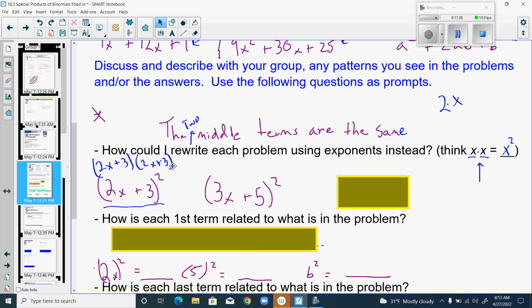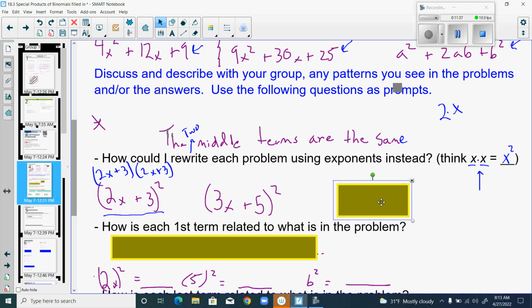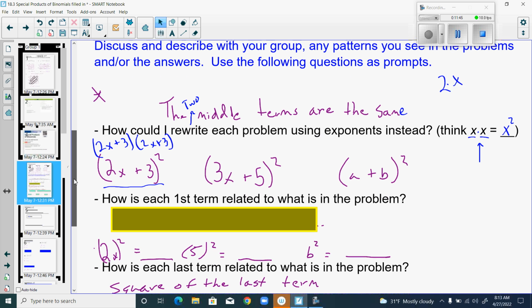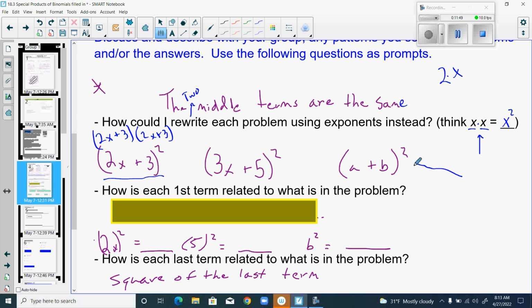And then the last one, I have a plus b times a plus b. How can I rewrite that? Well, I can write it as a plus b squared. So what does that all mean? All that means is that once we recognize that we have this pattern, a binomial, a plus b squared, I have a bunch of patterns that I can get.